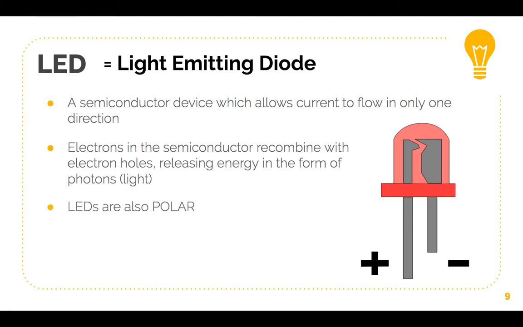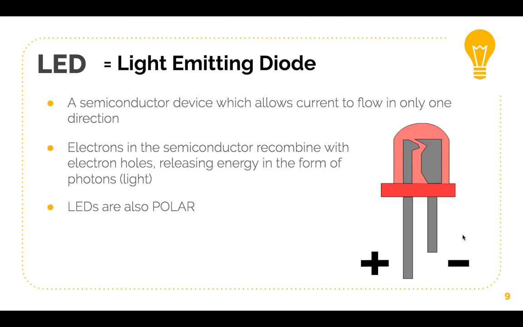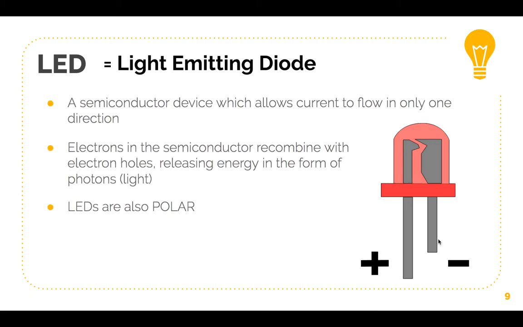LEDs are also polar. So there's a positive leg of an LED and a negative leg of an LED. If you had an LED sitting in front of you, you'll notice that one leg of the LED is longer than the other. The long leg of an LED is the positive, or the anode, and the short leg of the LED is the negative side of the LED, or the cathode.